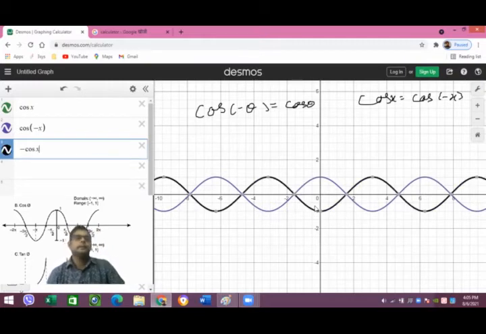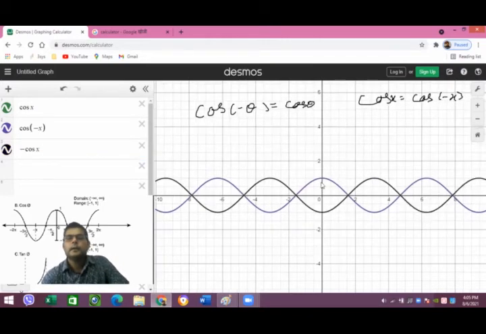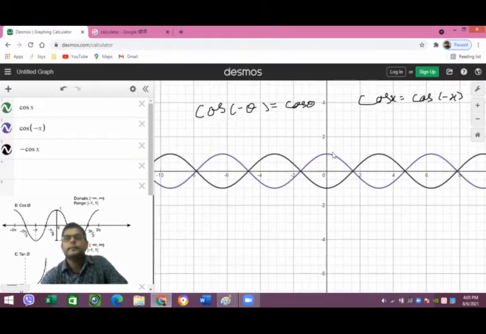And what happens here? You can see that if the x-axis is the line of reflection in this case, then the image of this portion will look like this, down to this, because all positive y became negative over here, but here all negative y became positive about the line y equal to 0, that is the x-axis. So in this way, we can observe the reflection of the cosine function about the x-axis as well as about the y-axis.